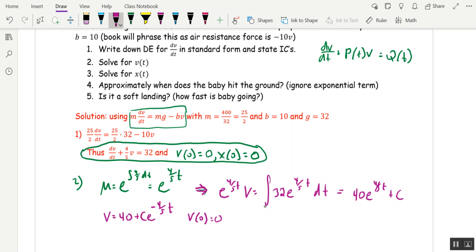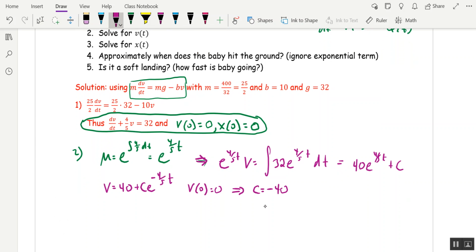And if we put a 0 in for v and a 0 in for t, we're going to get c is negative 40. All right, so we've got v of t is 40 minus 40 e to the negative 4/5 t. All right, and that's all we had to do in part 2.